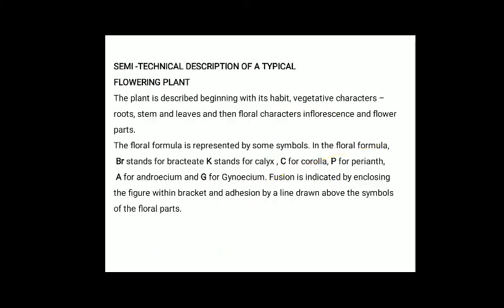Then we have some technical terms that are used to describe the floral diagram. So here we have some parts. Br stands for bracteate, K stands for calyx, C stands for corolla, P stands for perianth, A stands for androecium, and G stands for gynoecium. Fusion is indicated by enclosing the figure within a bracket, and adhesion by a line drawn above the symbols of the floral parts.